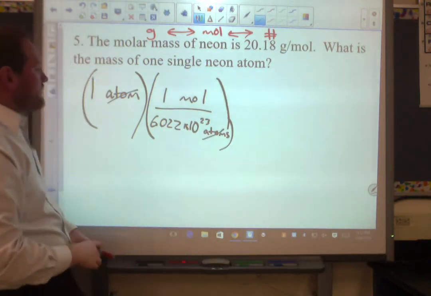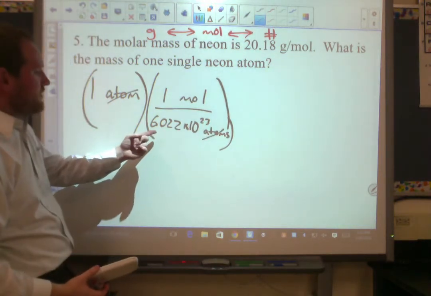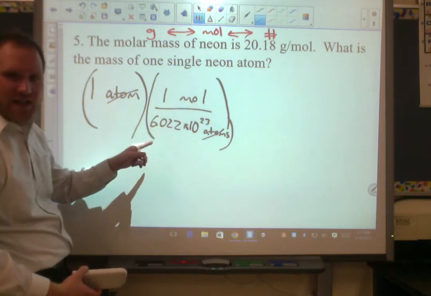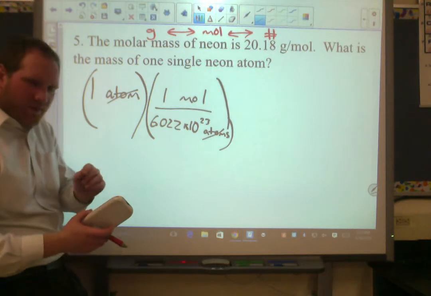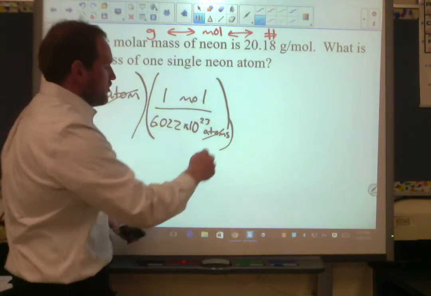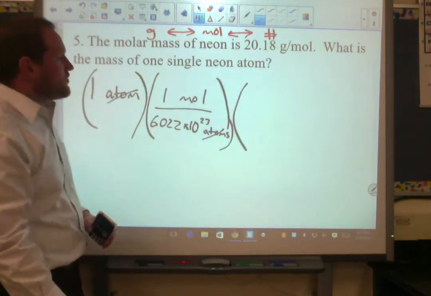Notice if you did the math on this, it's basically 1 over that number. It's going to be a tiny, tiny, tiny number. And that makes sense. If you have 1 atom, how many moles is that? That's like a tiny fraction of a mole. We're not done yet. We need to go from moles to grams.